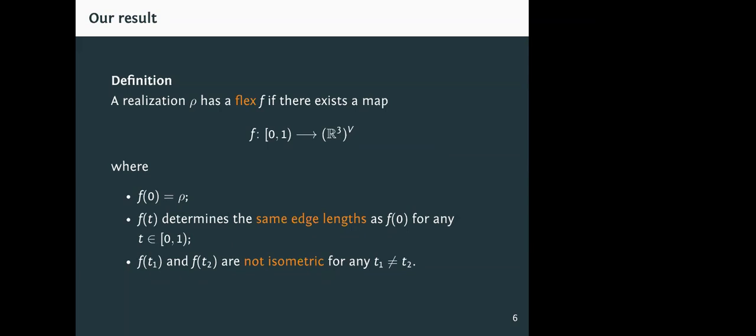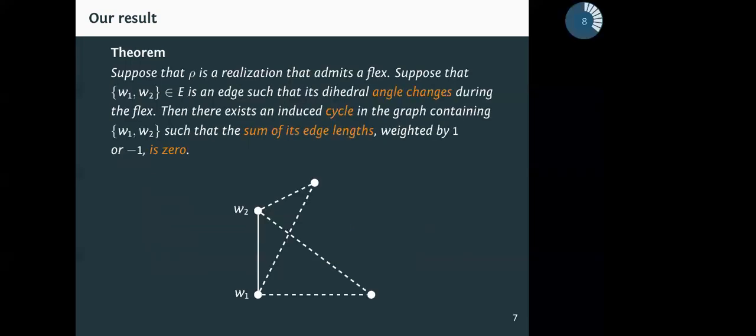And any two distinct realizations are not isometric. This, for example, excludes trivial paths like taking one realization and simply translating it. This would give us a path, but this is not what we mean by flexibility.